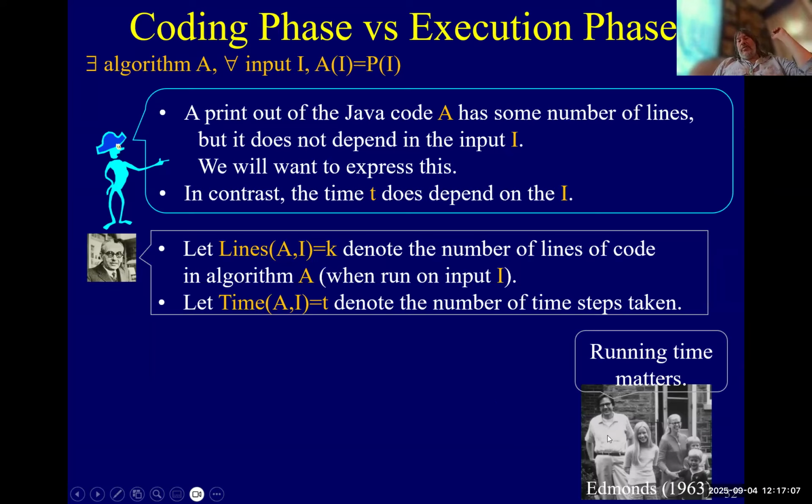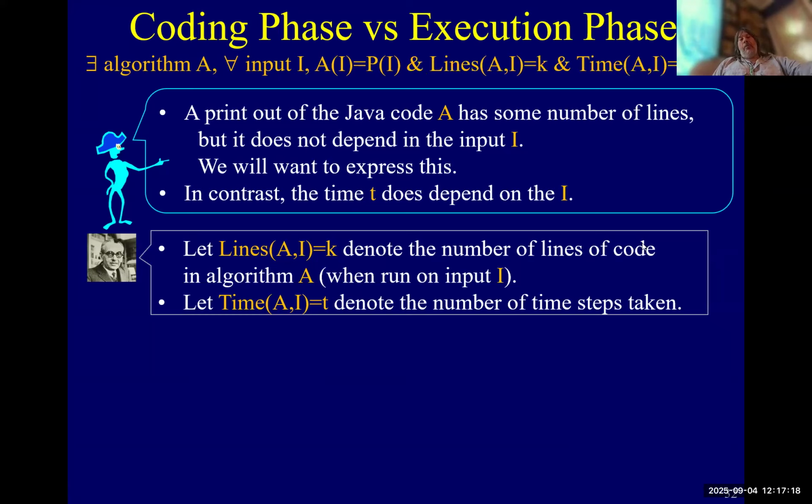All right. Here's a picture of me, and this is my father, who started focusing on runtime more and came up with the idea of polynomial time. So here's a statement that for every algorithm and any input I, the algorithm has to give the right answer, and there'll be some number of lines of code, and there'll be some running time.